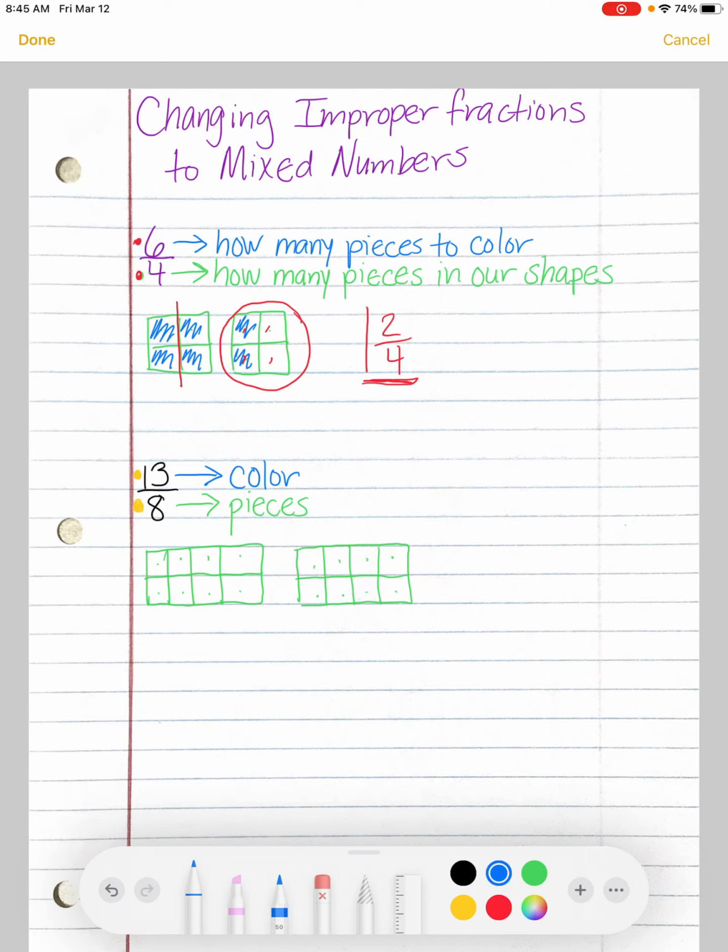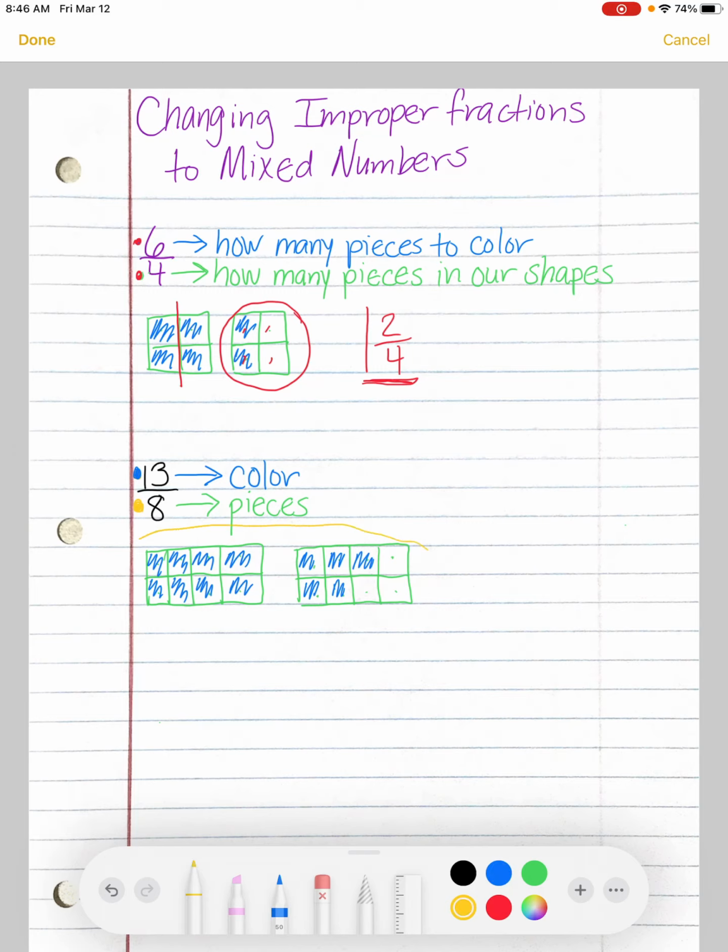Now we're ready to start coloring. We're going to color 13 pieces. Start in the first rectangle and continue until you have 13 pieces colored in. 1, 2, 3, 4, 5, 6, 7, 8, 9, 10, 11, 12, 13. All right, we have colored in 13/8. Now let's change our improper fraction into a mixed number.